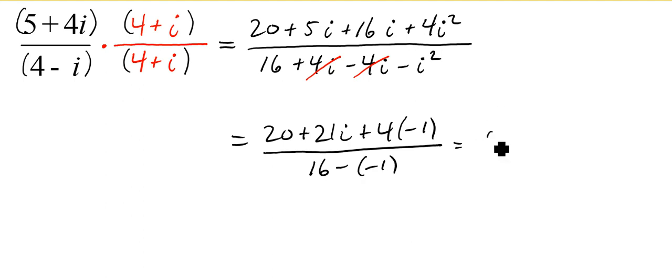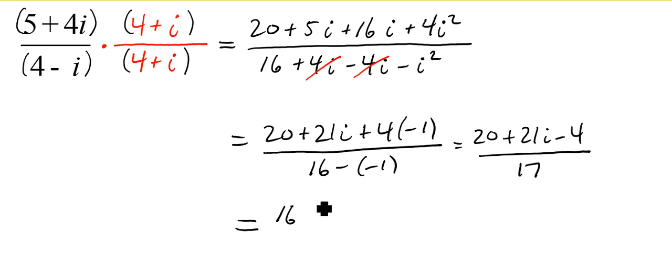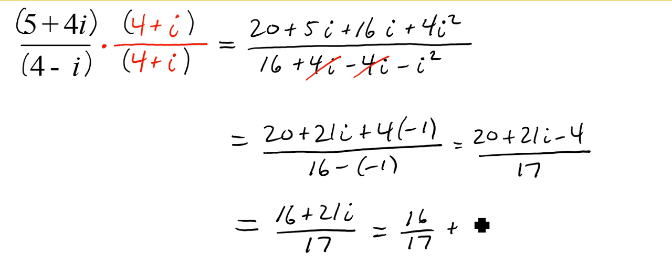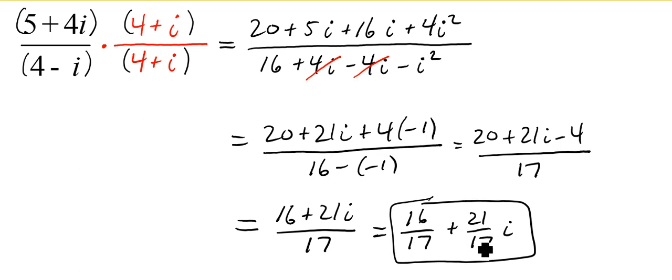So up top we have 20 plus 21i minus 4 over, on the bottom we end up with a 17. Okay, so now we end up with, on top, 20 minus 4 would be 16 plus 21i over 17. And then to get it completely into standard form, we do need to separate the real part and the imaginary part. So I'm just going to have to go ahead and separate this into two fractions, where I have 16 over 17, that's my real part, plus 21 over 17 i. And that'll be the imaginary part.